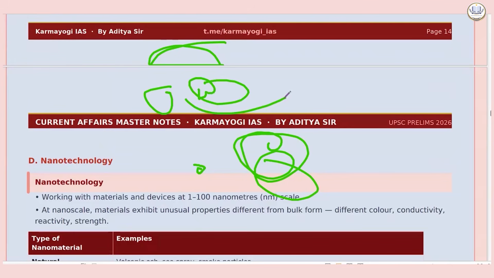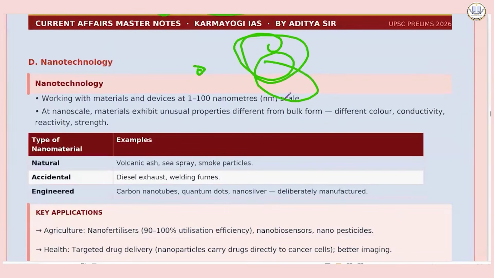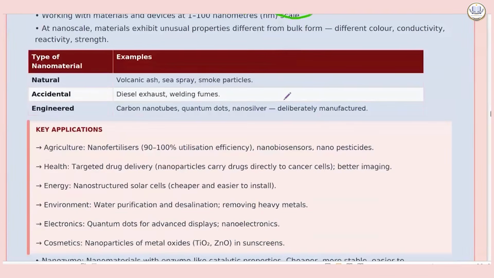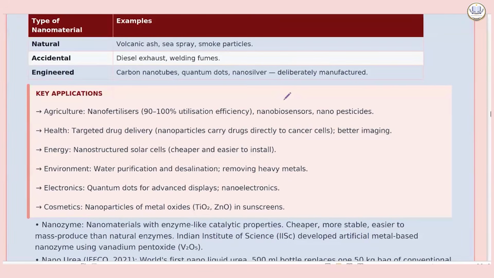This is utilized for advanced drugs. It can be used in machines. It can be used for making your product more efficient. It can be used for water purification. Nano fertilizers will have more efficiency. Nano pesticides. So it has a range of applications. We can have nanostructure solar cells as well.